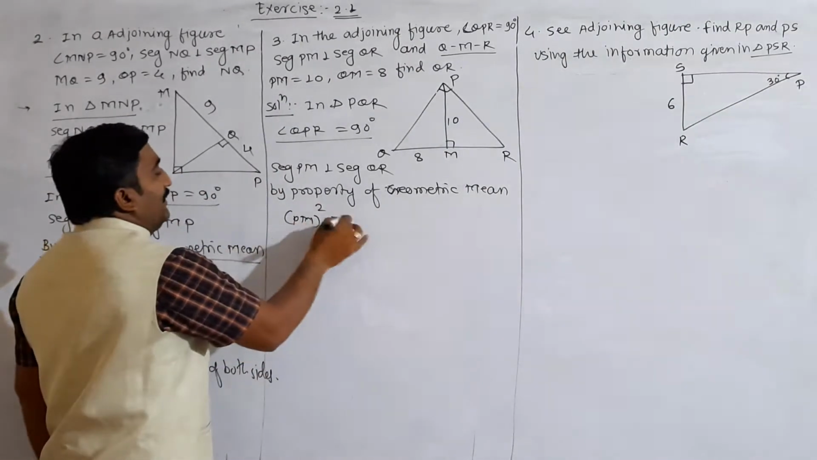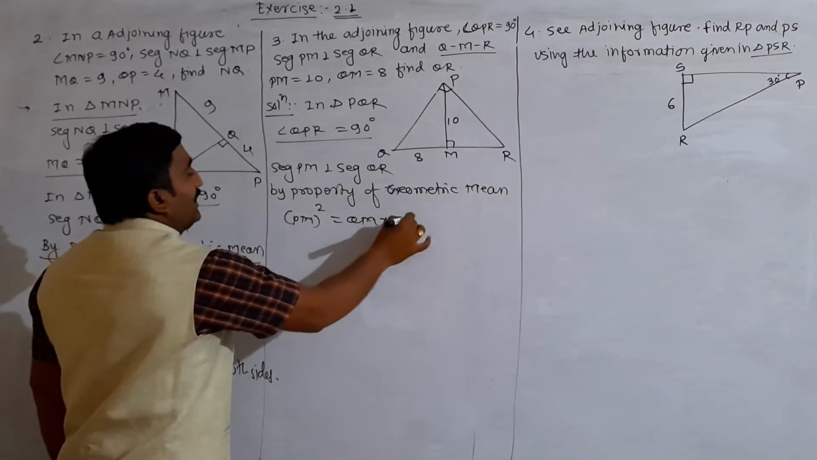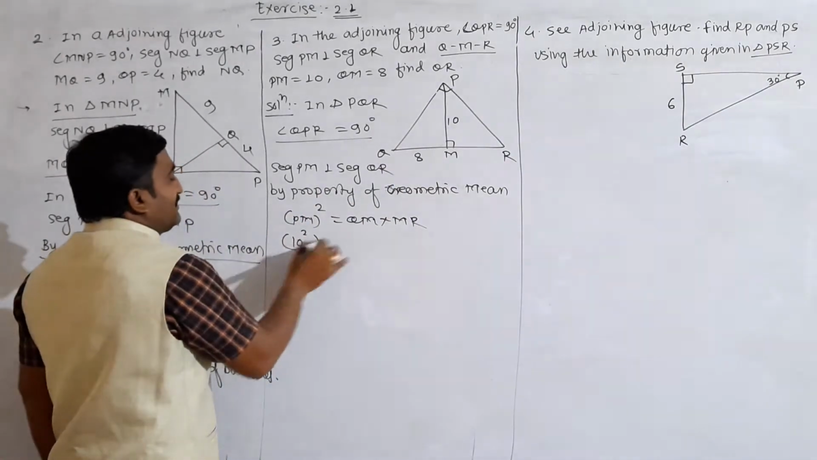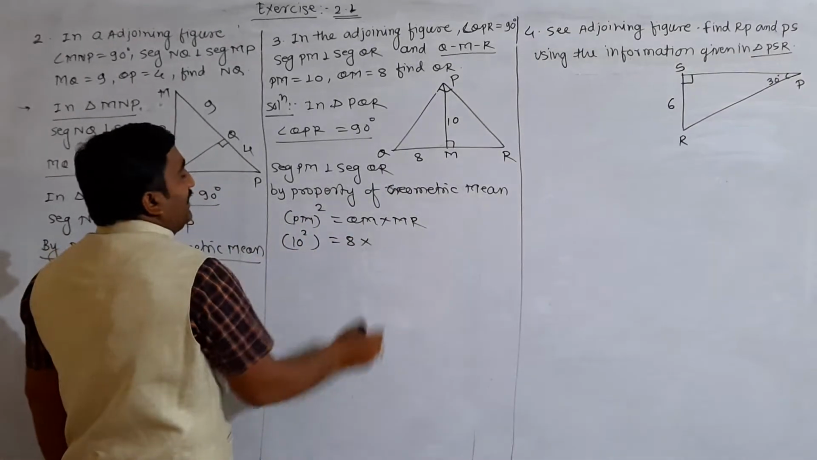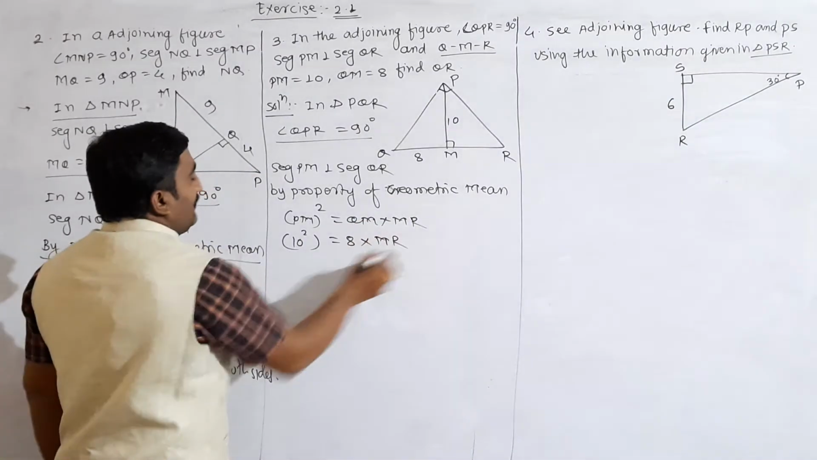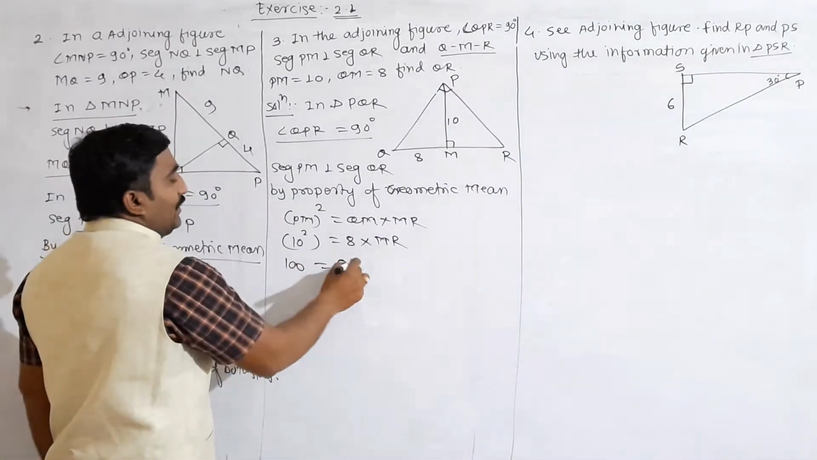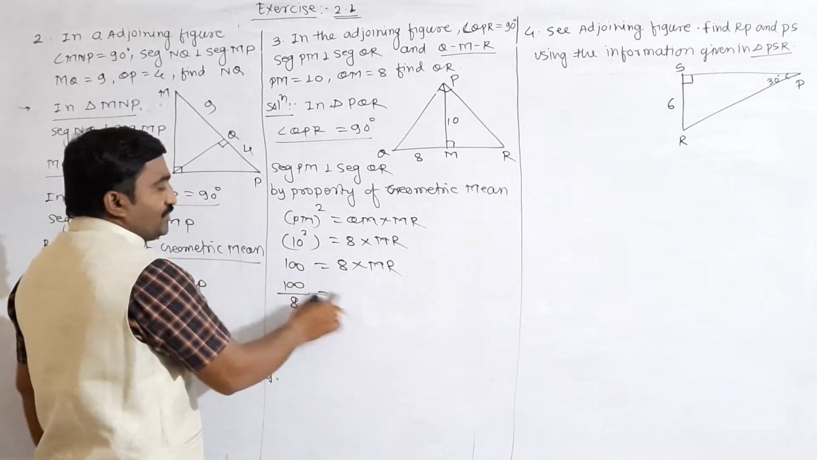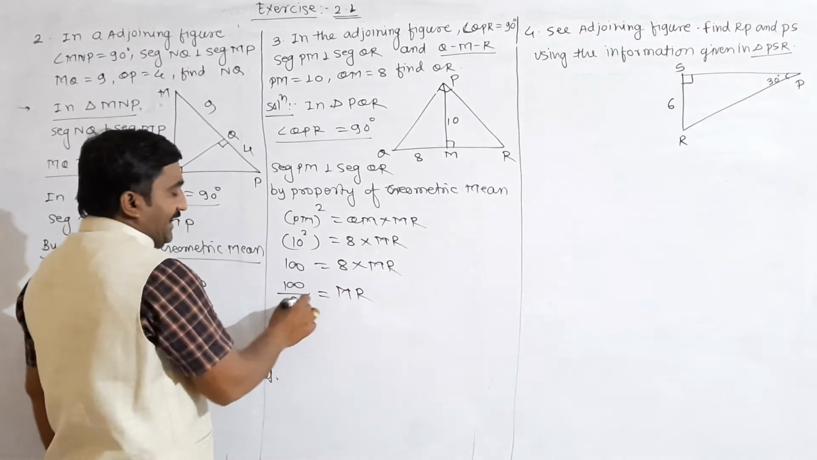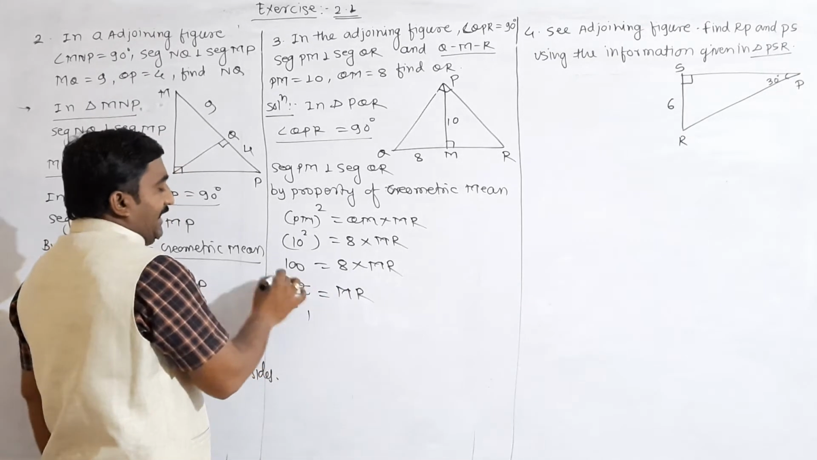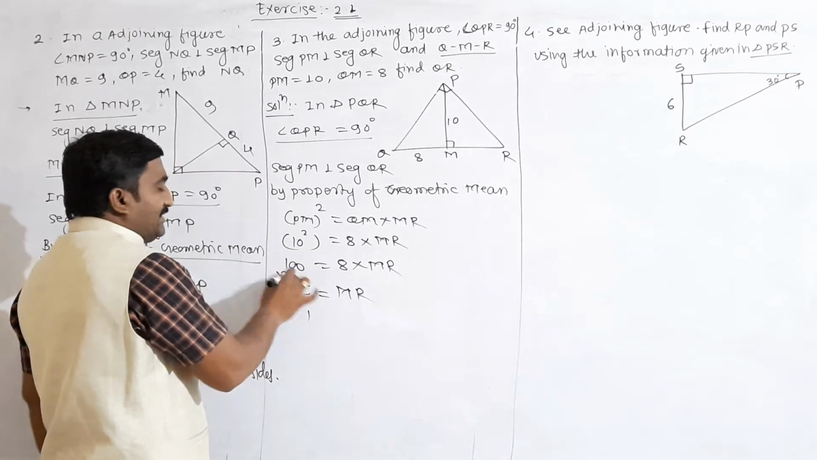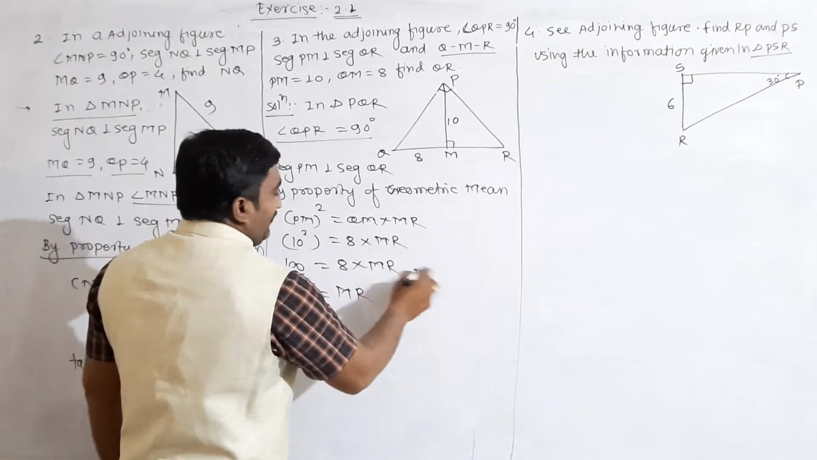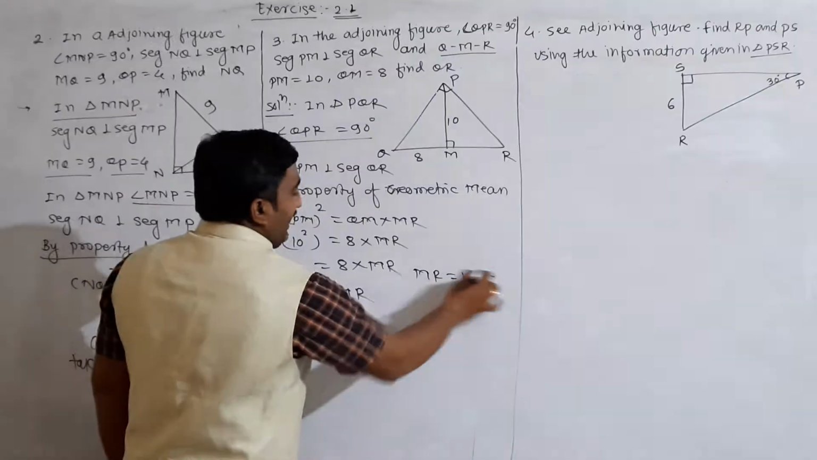PM square is equal to QM into MR. We are given PM is 10. 10 square is equal to QM 8 into MR, as it is. 10 square, 100, is equal to 8 into MR. This 8 goes to division. Therefore MR: 8 ones are 8, remaining 2, 20, 8 twos are 16, remaining 4, 40, 8 fives are 40. Therefore MR is equal to 12.5.